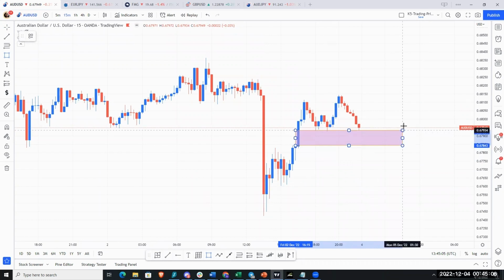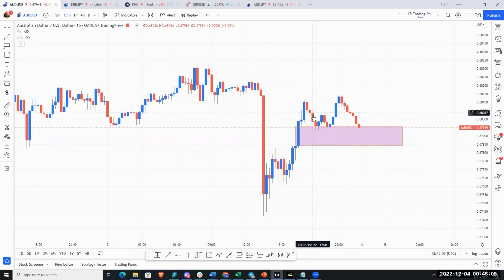Okay, so what did the market do? It returned, gone up, and now the second time it's returned. So do we expect this market to continue, or should we expect the market to reject from this fair value gap or not? That we will learn in coming videos.